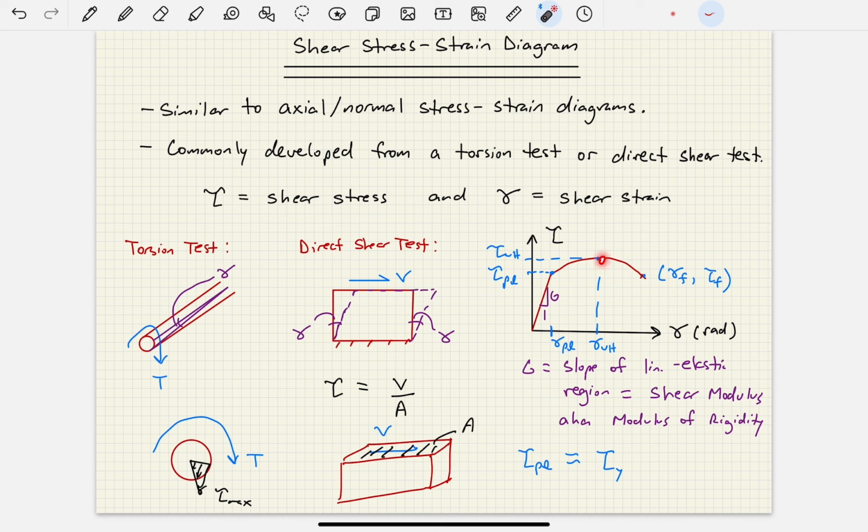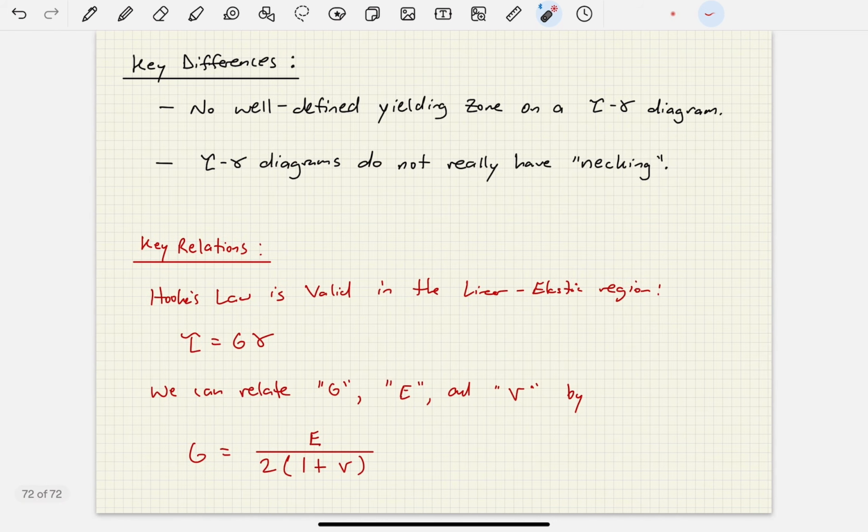So even though you do have this kind of quick decrease in shear stress with a quick increase in shear strain, we're not really going to call this necking, okay? Although mathematically and data-wise, it's similar, but it's not quite the same. So we made this note here, do not really have necking, okay?